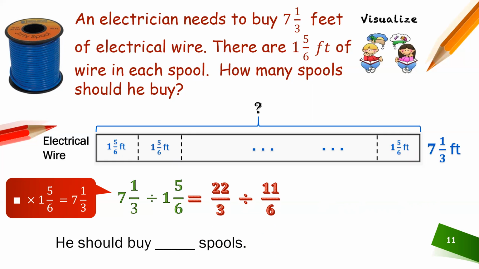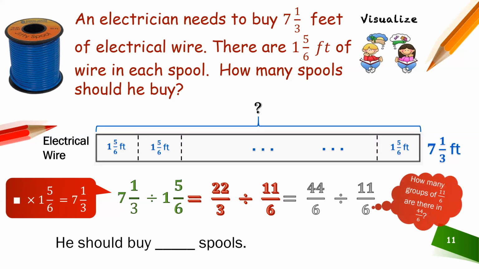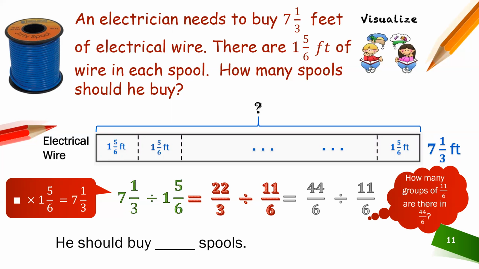Divided by 1 5/6. Well, 1 is 6 parts plus the 5 parts there, so you have 11/6. Okay, according to what we did before, we can say, hey, that is 44/6 divided by 11/6. And then we are thinking how many groups of 11/6 are there in 44/6? Well, 44 divided by 11 is 4. He needs 4 spools of electrical wire.